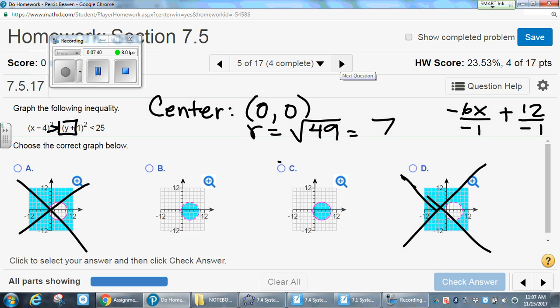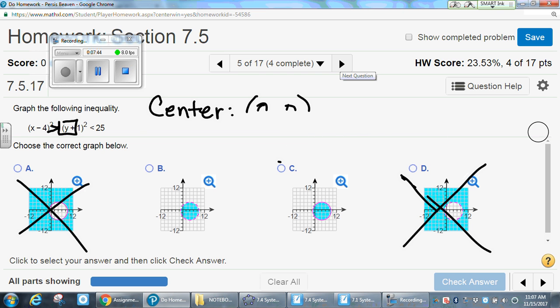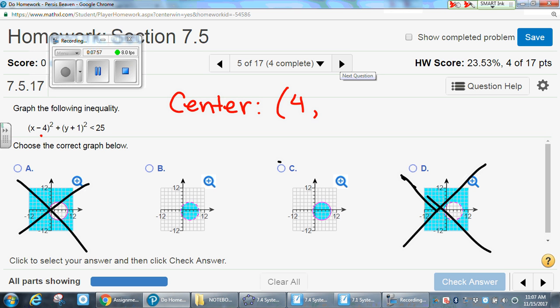Oh, you poor children. Okay, now the next one, we have a circle again. What is the center of that circle? Remember, it's counterintuitive, like corresponds to shifting. So if you see a -4 here, you have +4. If you see a +1, you have -1. So that's the center. If you notice, all of them have the same center. And the radius will be the square root of 25, which is 5.